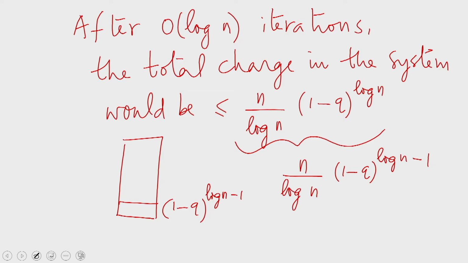At this point, we will have as many processors as there are nodes in the list, and therefore, we will be able to enter the second phase of the algorithm. So, this is what now remains to be shown, that after order log n iterations, the total charge in the system would be at most n by log n times (1 minus q) power log n.